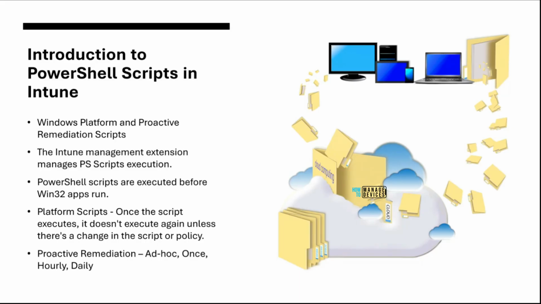The other option is proactive remediation scripts, which is a package. You can have two scripts, one to detect an issue, and if the issue occurs, then you can use a remediation script. There are other ways where you can leverage proactive remediation on an ad hoc basis, where you will not have any remediation script but you use only the detection script, and you can invoke the script for a group of devices from the Intune portal as well.